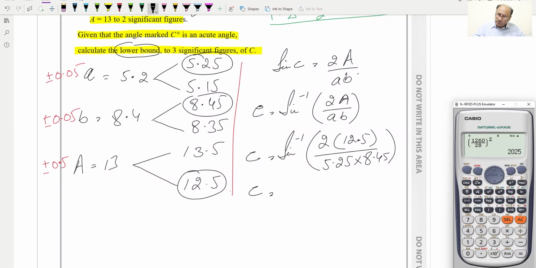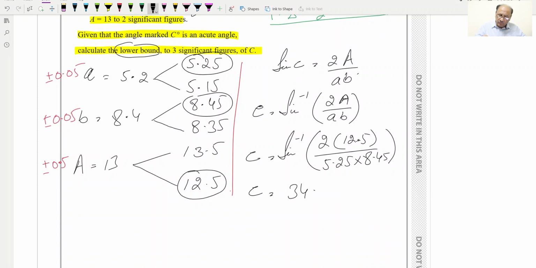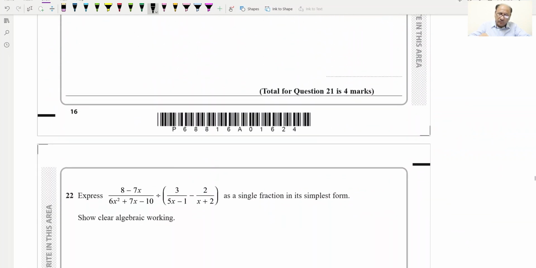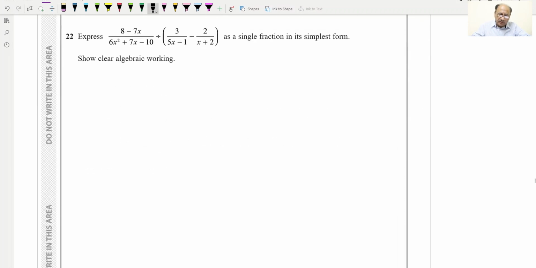So this will be equal to, shift sine of fraction, 2 multiplied by 12.5 over 5.25 multiplied by 8.45, and bracket closed, and this is equal to 34.3. Up to 3 significant figures is the requirement. So 34.3 is the angle, so this will be the C value, in degrees. 34.3 will be our final answer to this question.